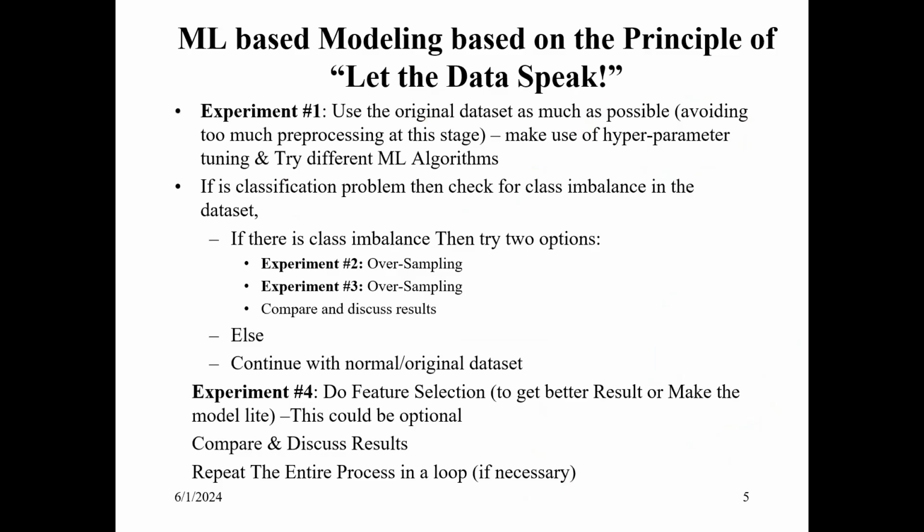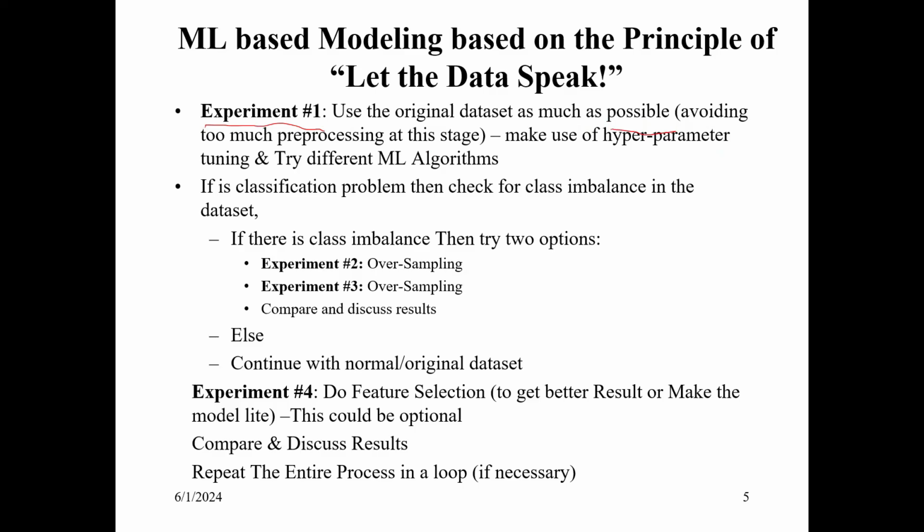Now, what we want to clarify, based on this understanding of the procedure we just explained, is how it is always in a loop. There's this particular point that needs to be clarified, which I call the ML-based principle of modeling: machine learning-based modeling based on the principle of let the data speak. The first thing is you have to carry out the first experiment. I call it experiment number 1. What is experiment number 1? Here you're going to use the original data set as much as possible. Avoid too much preprocessing at this stage.